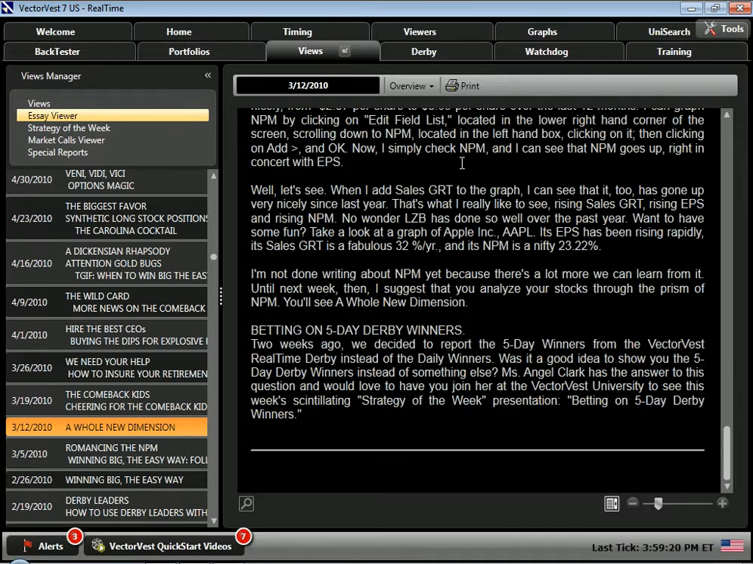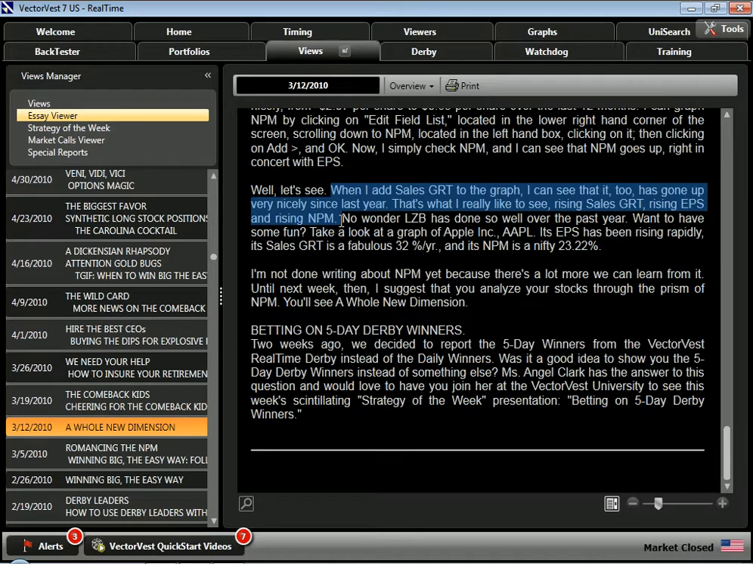He then works through an example with Lazy Boy, but if we scroll down further, we're now discussing graphing the net profit margin. I simply check net profit margin and I can see the net profit margin goes up, right in concert with earnings per share. When I add sales growth to the graph, I can see that it too has gone up very nicely since last year. That's what I really like to see. Rising sales growth, rising earnings per share, and rising net profit margin.